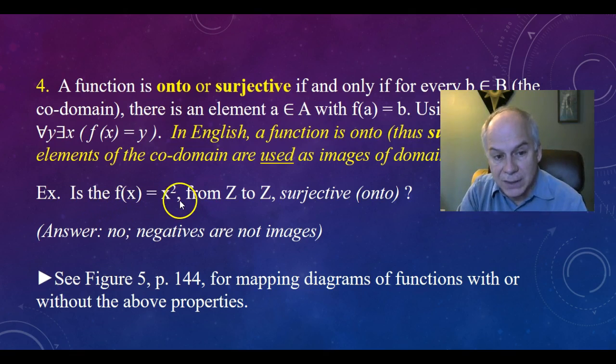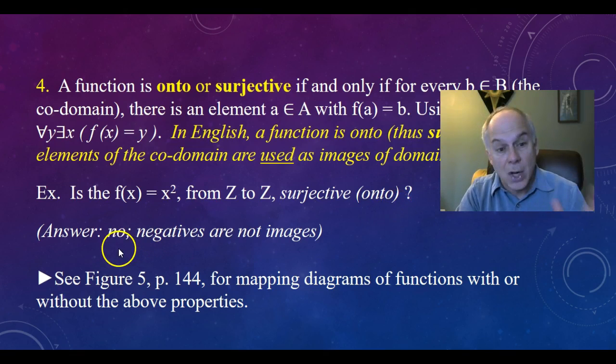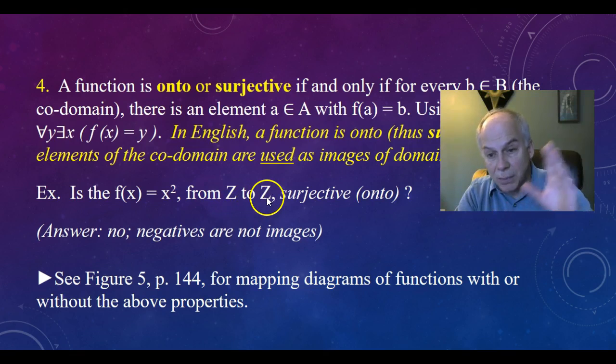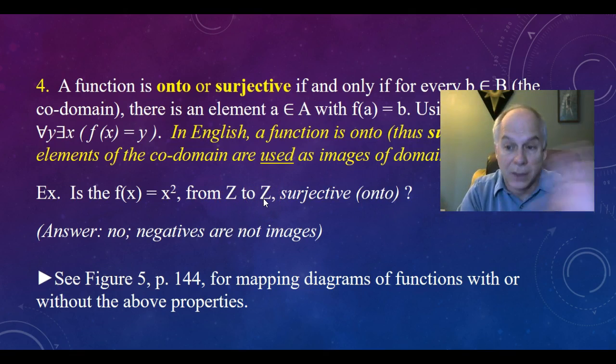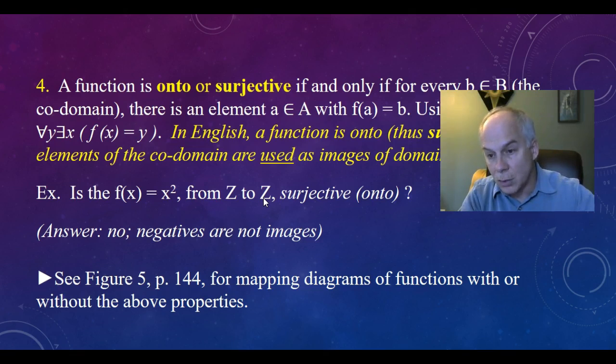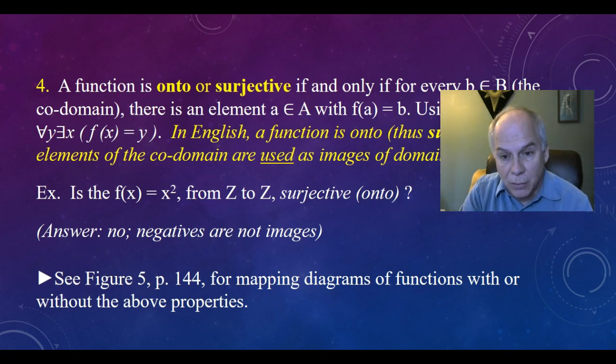Now, is the function f of x equals x squared from Z to Z surjective or onto? Well, no, because you don't use up all the integers. You can't get any negative values when you square a number. So the whole negative set of integers are not used, they're not in the range. So it's not onto. In other words, filling up all the codomain with images. So on page 144, let me go there and look at some mapping diagrams to help you see this.